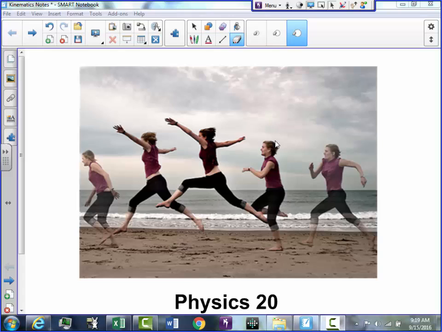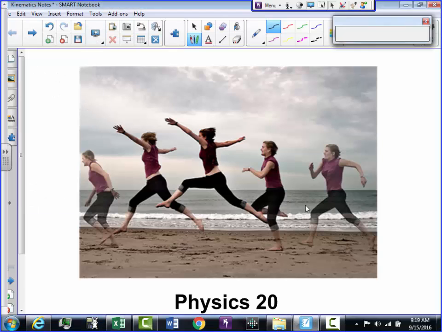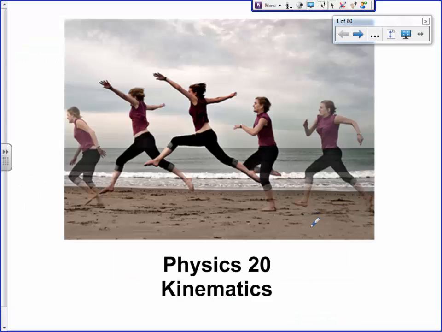Okay, so our first unit is on something called kinematics, and I've used that term a lot. So why don't I actually start by now maybe defining it a bit better for you guys. So kinematics is essentially the study of motion. If something is moving, that's what kinematics studies.